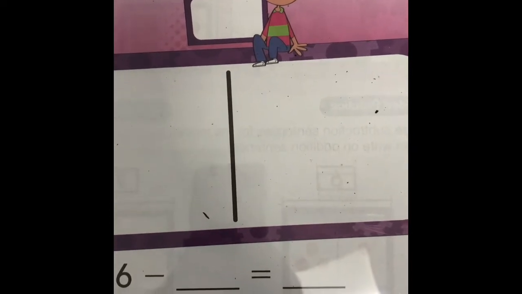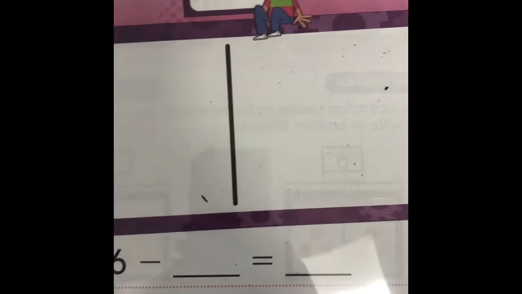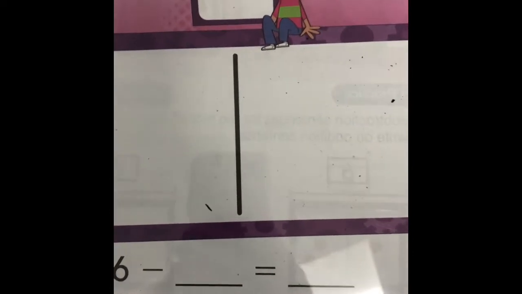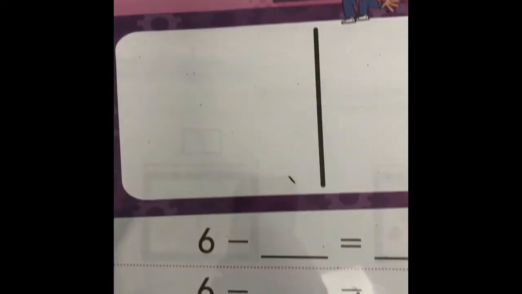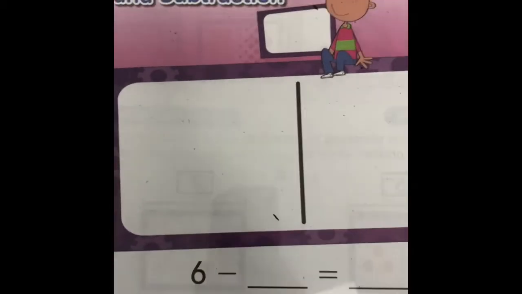Hi, first graders. Today we're going to be talking about the relationship between addition and subtraction and how they're similar. So today is 2-9, connecting addition and subtraction. Let's go ahead and get started.